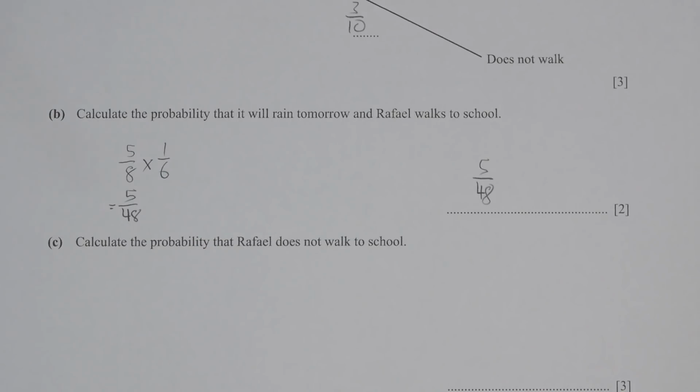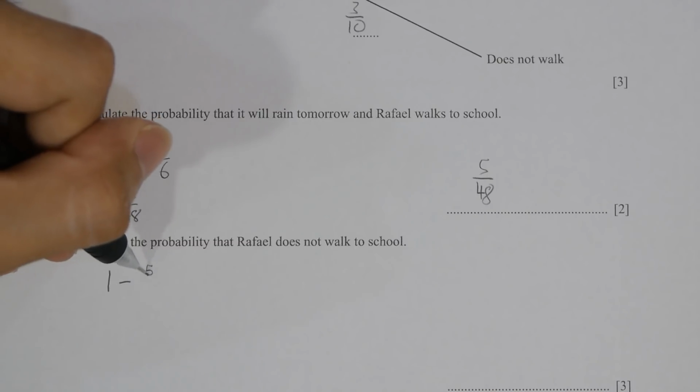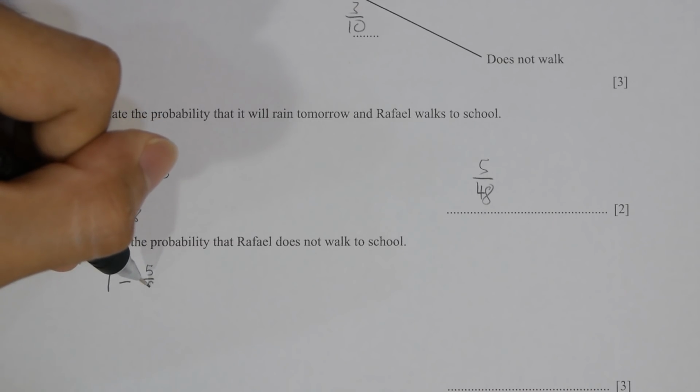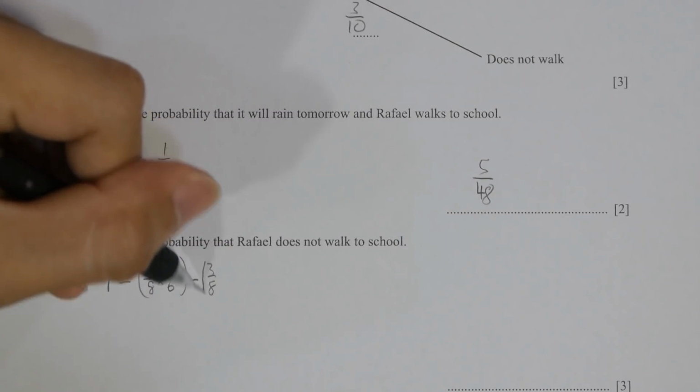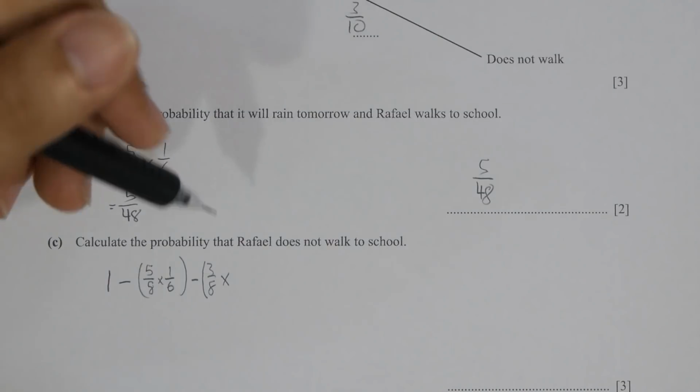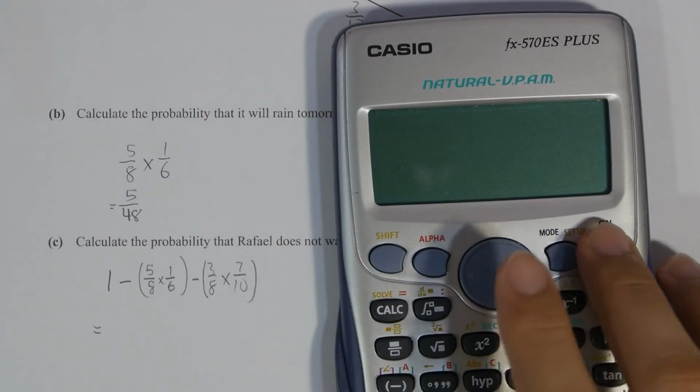To calculate the probability that Raphael does not walk to school, simply take 1 minus rain and walk to school, minus does not rain multiplied by walk to school. So we will get 19/30 as a result.